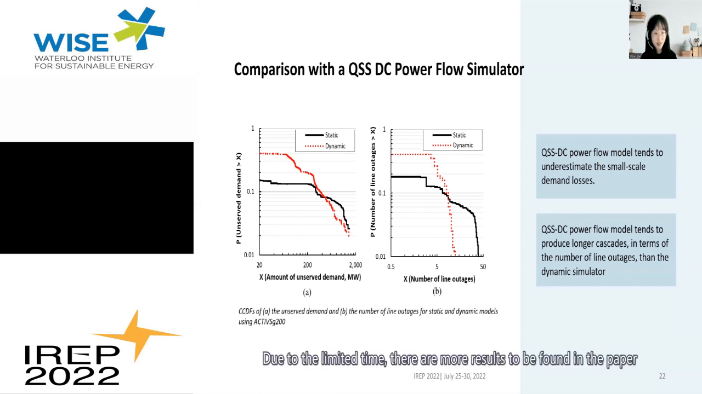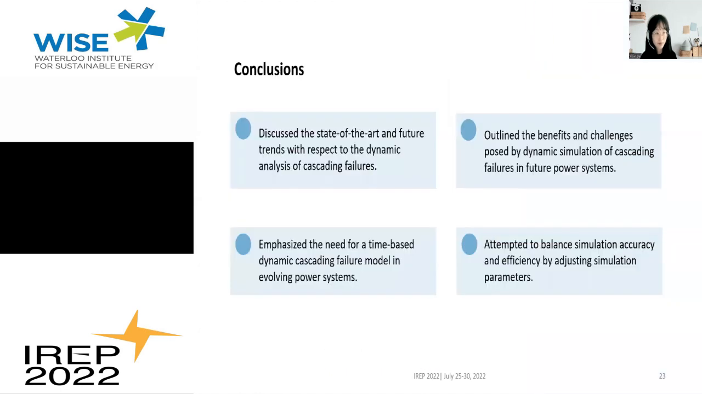Due to the limited time, there are more results to be found in the paper where you can see, for example, more cascading metrics to be compared. So please have a look at the paper to see more details about this.